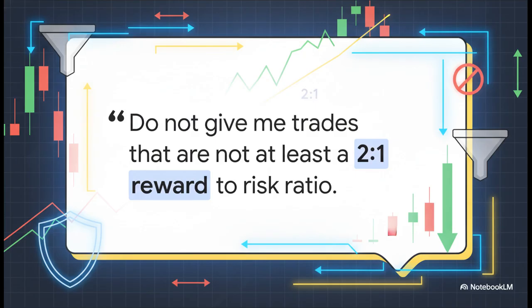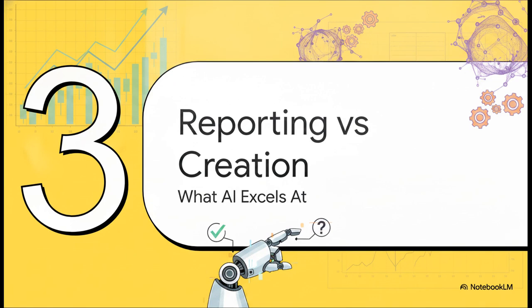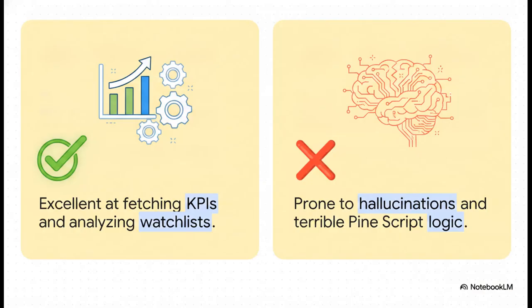It acts as a hard stop, it prevents the AI from taking bad trades, and totally protects your account from its lack of, well, common trading sense. Okay, moving right along to section 3, strategy reporting versus strategy creation. We really need an honest debrief of what this tool does brilliantly versus where it completely falls flat on its face. Because hey, knowing what a tool can't do is just as important as knowing what it can do, right?